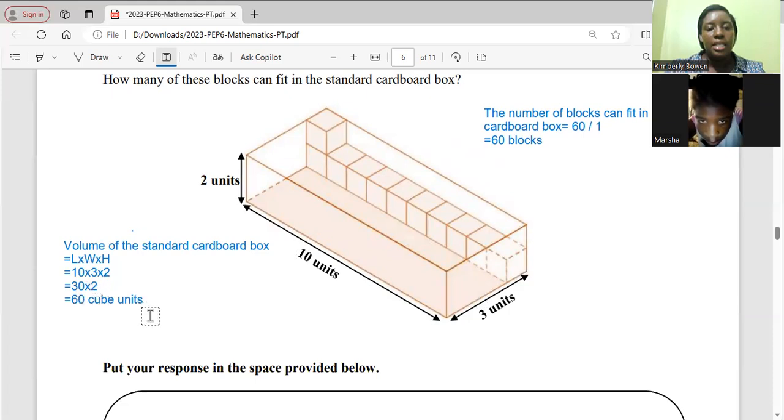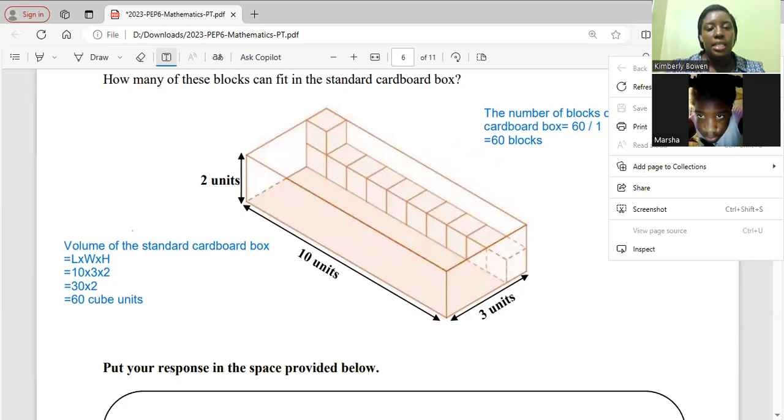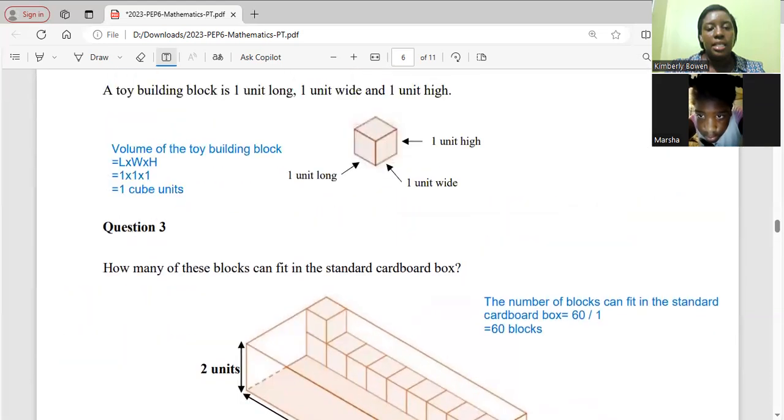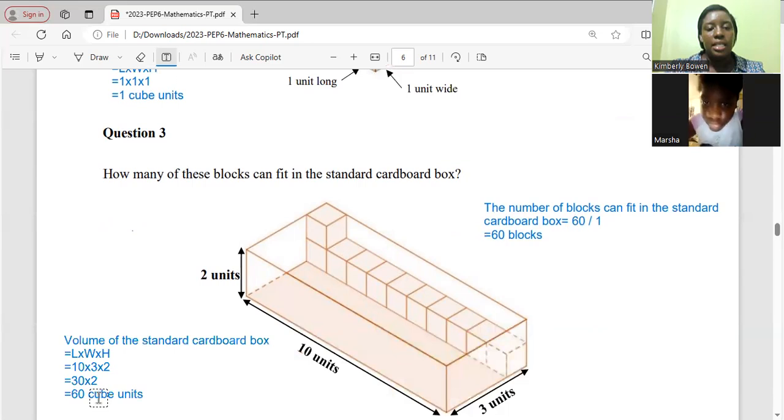Are you seeing that? Yes. But that just gives us the volume. It doesn't tell us how many blocks can fit into it as yet. We have to divide by the volume for the block, and we did the same thing. We multiply the length times the width times the height. 1 times 1 times 1 will still give us 1. And then we divided that 60 from the volume here by the 1, and we got back 60. And that tells us how many blocks can hold in the standard cardboard box. All right? Yes, miss.